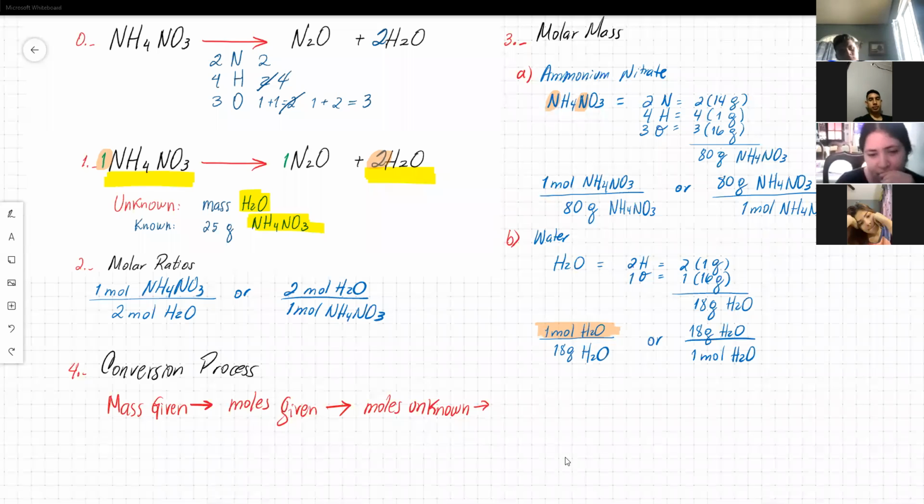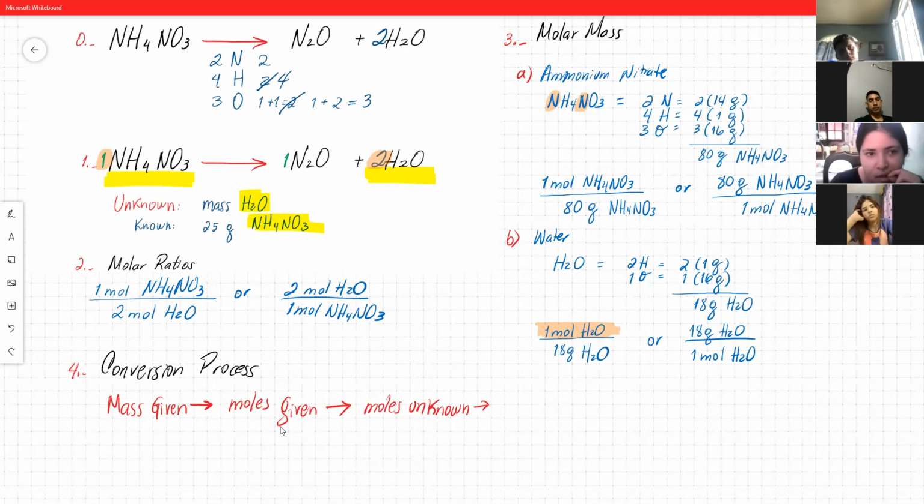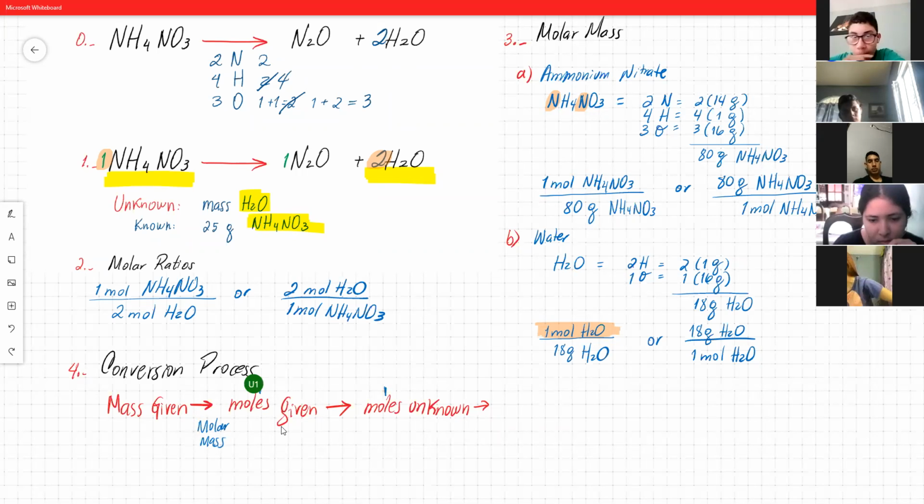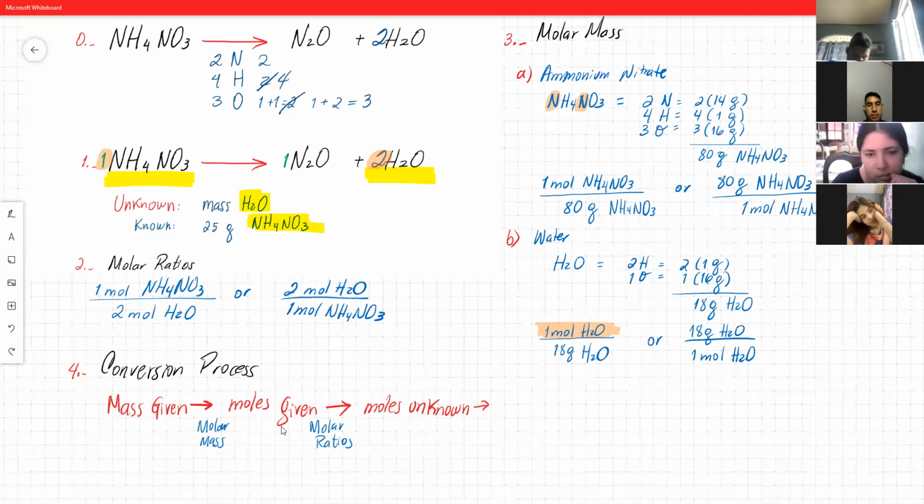Okay, guys, sorry. So from mass given to moles given, remember, mass to moles, you're going to be using molar mass. Every time the mass is involved, you're going to be using the molar mass. From moles to moles, you're just relating moles, so you're going to be using molar ratios. And now, from moles unknown, what you can get is the mass of this substance unknown. The mass unknown.